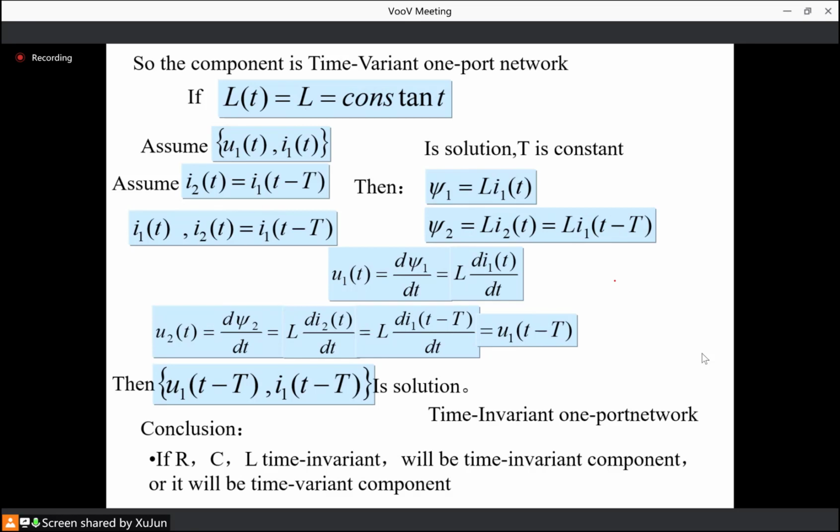So for a resistor, if the resistance is 10 ohm, it's time invariant. If the resistance is 10 ohm plus t multiplied by 0.01, this will be time varying. This one is time invariant, because this is a constant.